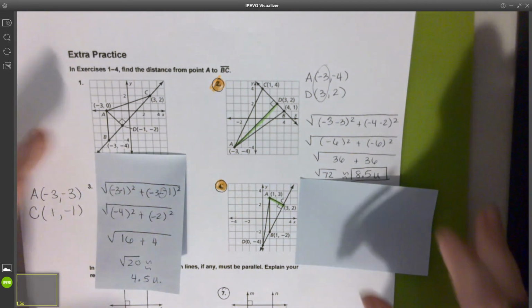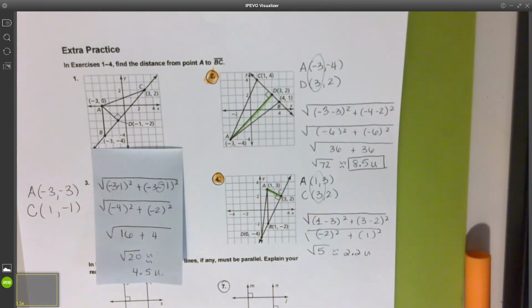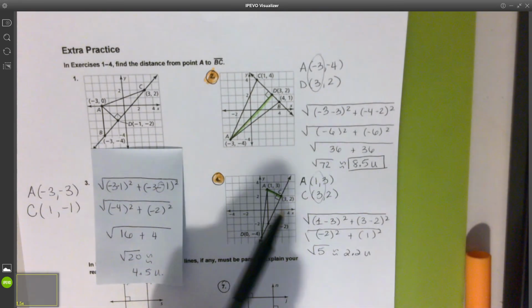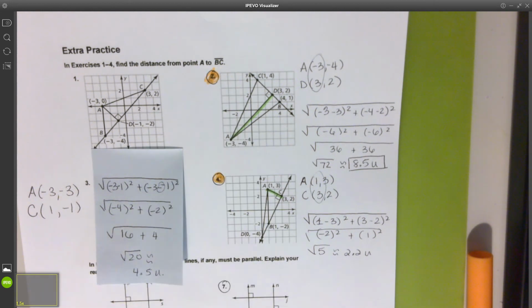All right, number 4, we're going from A to C, and here you should have 2.2 units. You should make sure that your answer is reasonable compared to the boxes that you're traveling. So that should be a nice, easy comparison.